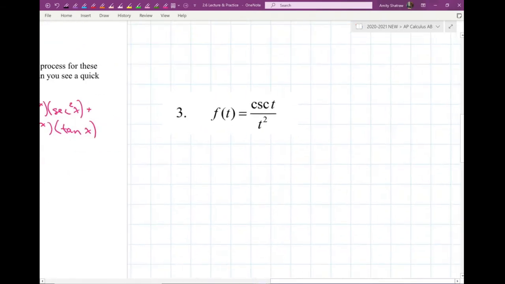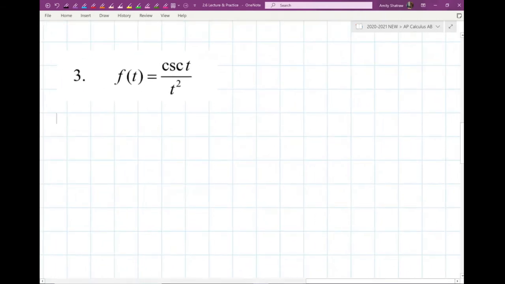All right, so I've got the quotient rule, and I know I have a cosecant of t, and I'm looking at the derivative over there. I remember that it was going to be cosecant of t, cotangent of t, and don't forget that that's a negative. And then I have a t squared, and the derivative of that should be a 2t, right?